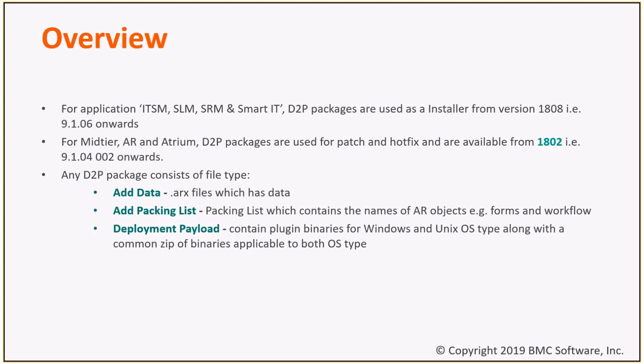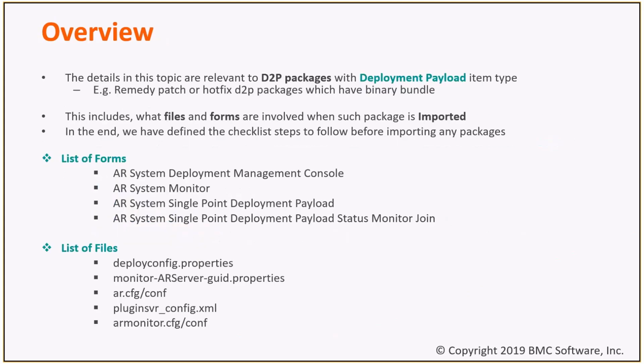9.106. For platforms like mid-tier, AR and Atrium, D2P packages are used for patch and hotfix and is available from 1802 onwards. Any D2P package consists of three file types: add data, add packing list, and deployment payload. Add data has .arx file which consists of data. Packing list contains the name of AR objects like forms and workflow, whereas deployment payload contains the plugin binaries for Windows and Unix OS. The details in this topic are relevant to D2P packages with deployment payload item type.